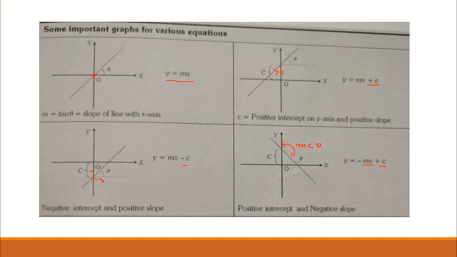So in the first equation we are having the slope of the line, which is passing through the origin. The second is the standard equation which is having a positive intercept. The third which is having a negative intercept. The fourth which is having a negative slope but positive intercept.